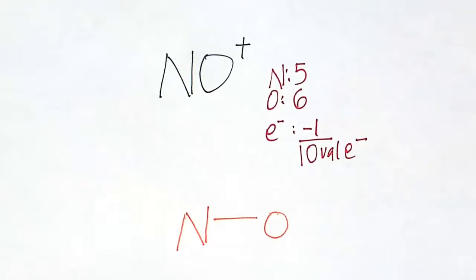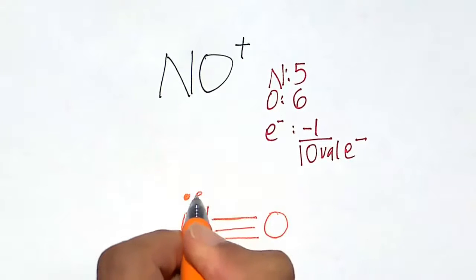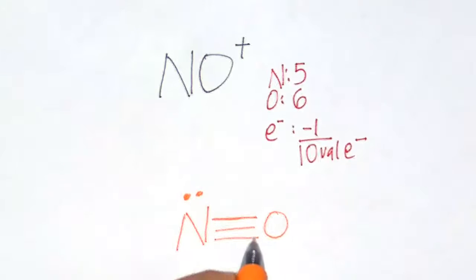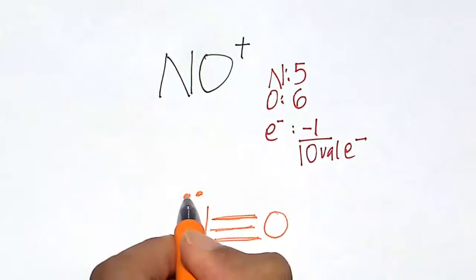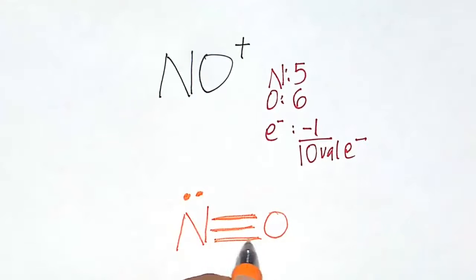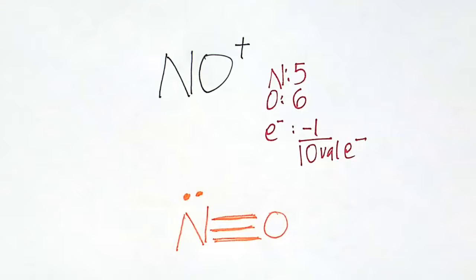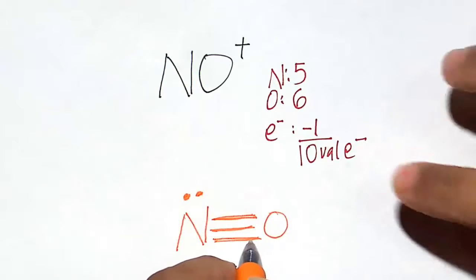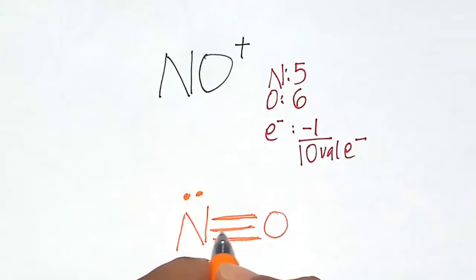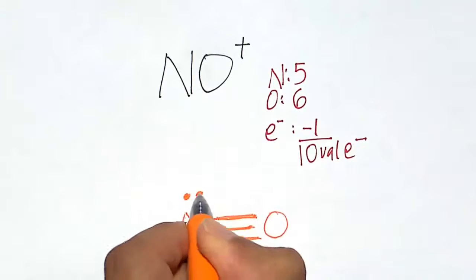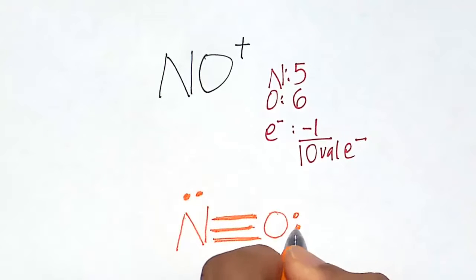Now remember, nitrogen likes 5, so here's how I can get 5 while still satisfying the octet rule. So 1, 2, 3, 4, 5. 1, 2, 3, 4, 5. Nitrogen is happy at 5. 5 minus 5 is 0. So that's really good. But what about this oxygen here? So let's count our total electrons. We need 10. 1, 2, 3, 4, 5, 6, 7, 8, 9, and 10.